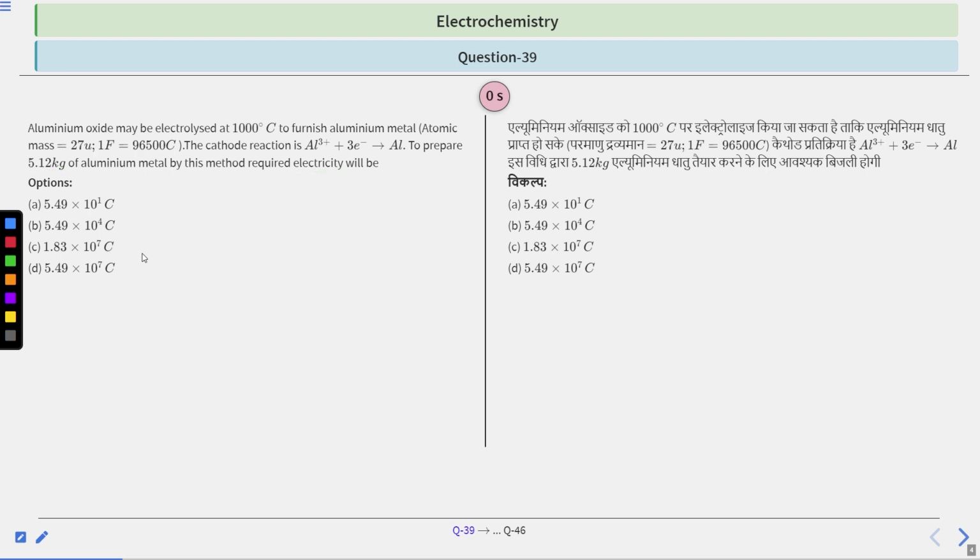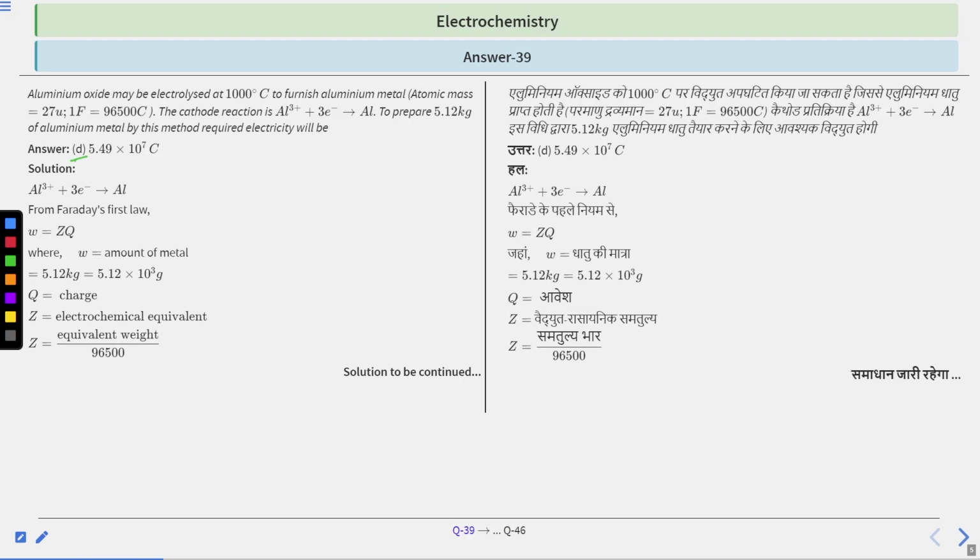Okay, now let's see. The correct answer is option D, that is 5.49 times 10 to the power 7 coulomb. Now, the cathode reaction is given, which is Al3+ plus 3 electrons giving us aluminium metal. From Faraday's first law, we know that W, weight, is equal to Z times Q, where W is the amount of metal, which is 5.12 kg. It is given in the question, right? So basically, weight will be 5.12 kg.